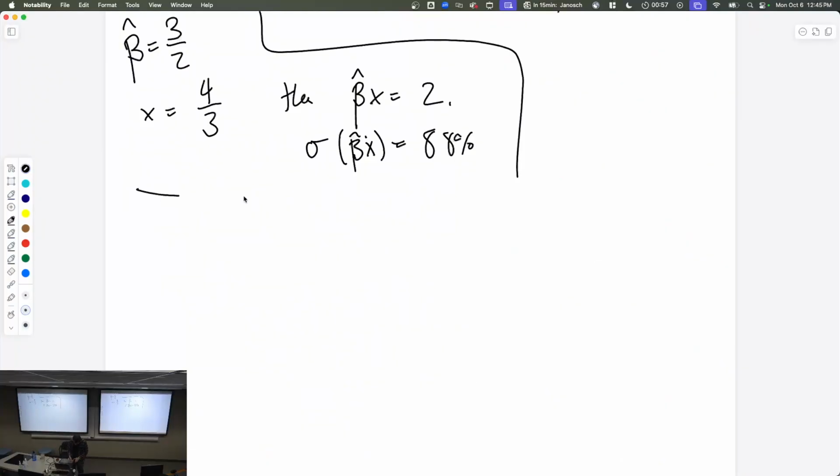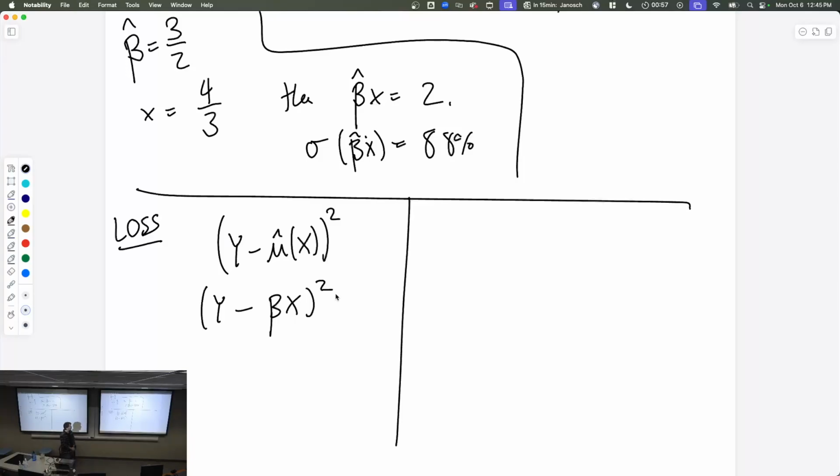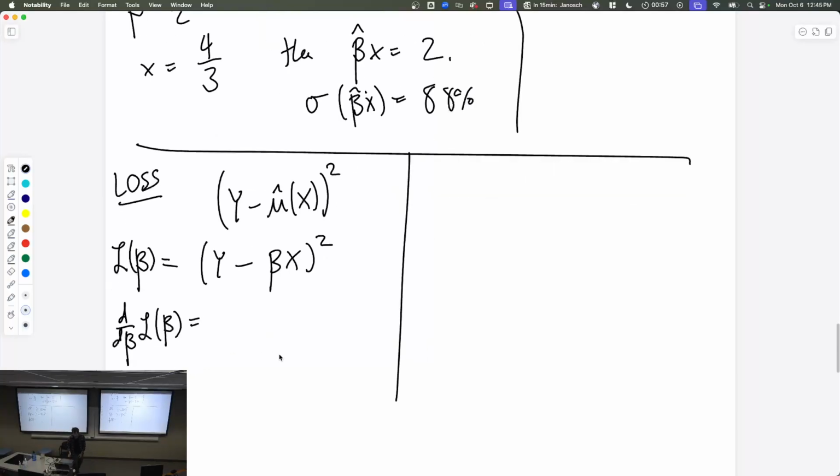Okay. So the punchline, quickly, is that the mean squared loss is y minus mu hat of x, squared, or in other words, y minus beta times x, squared. This is the loss for one point (x, y). If you take the derivative with respect to beta of the loss, which has to be a gradient if you're in higher dimensions, you get 2 times (y minus beta x) times x. So, a very nice, simple formula.